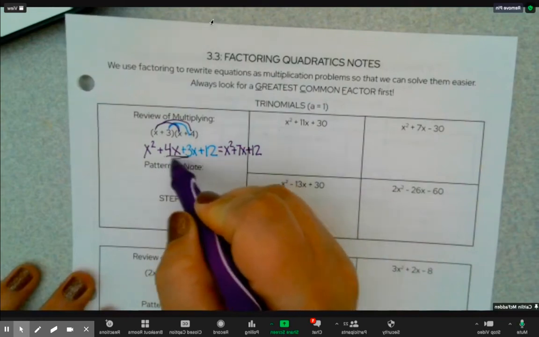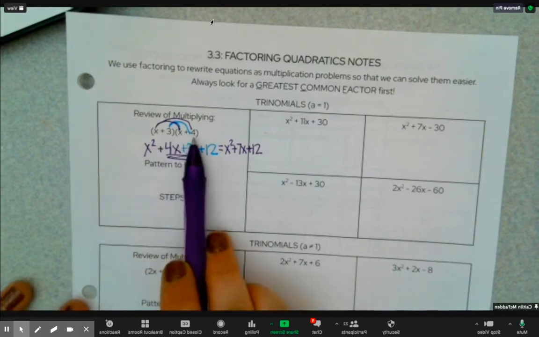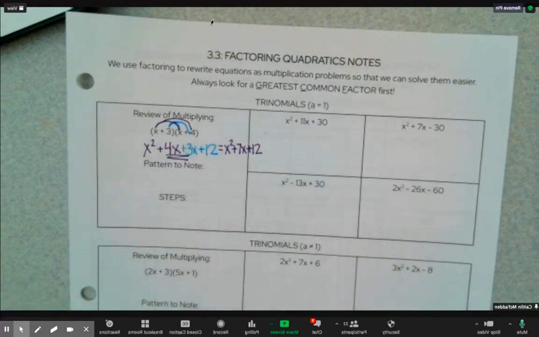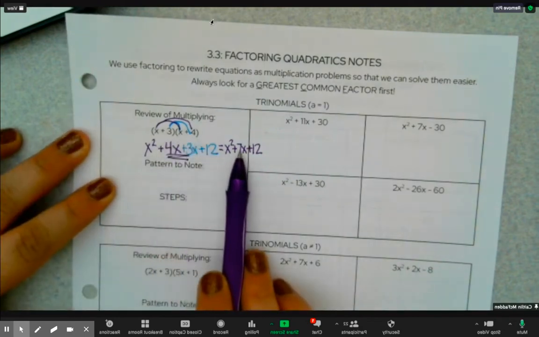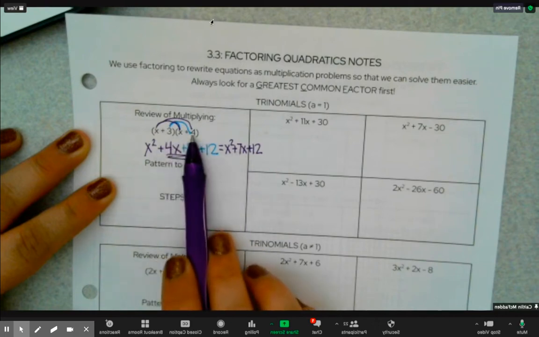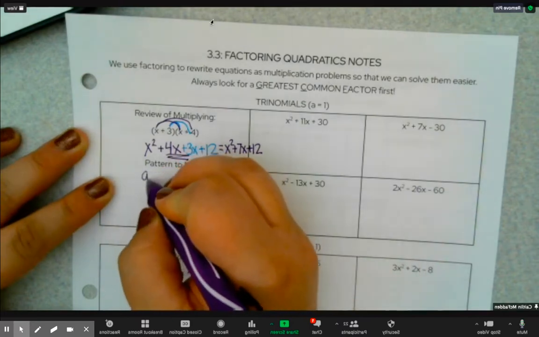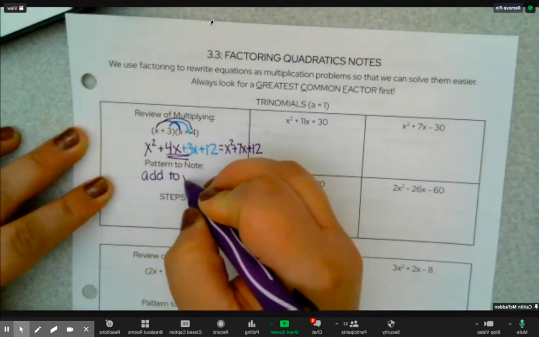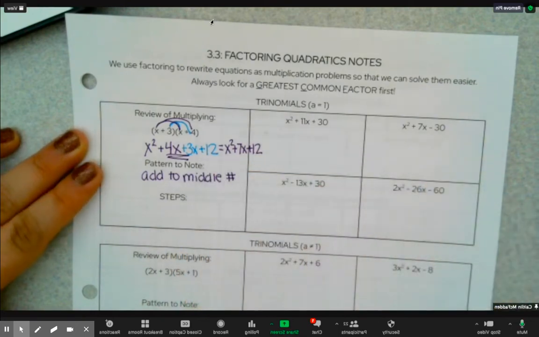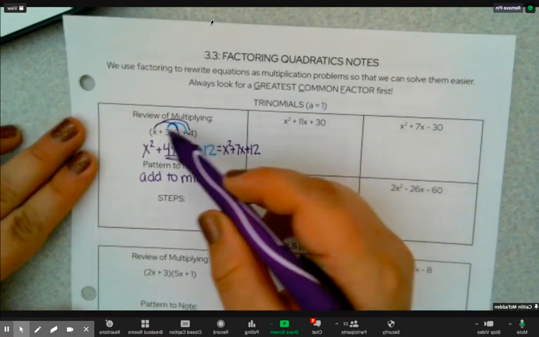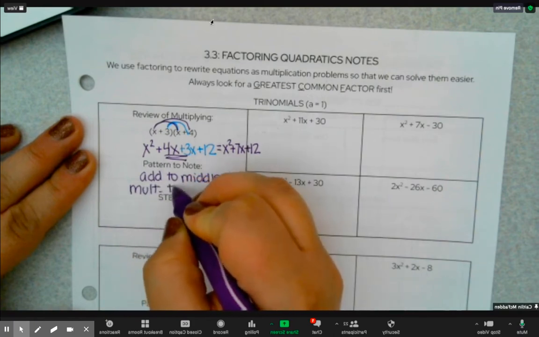So in the middle, these two get added together because they're both x's. And that happens every single time when you multiply two things like this. The pattern we've just created is that the two numbers that were in parentheses add up to the number in the middle. So 3 plus 4 is 7 because we added them in the middle right here. So they add up to the middle number because they get added together in the middle. And then the last number is when we multiplied those two numbers. So they multiply to the last number.